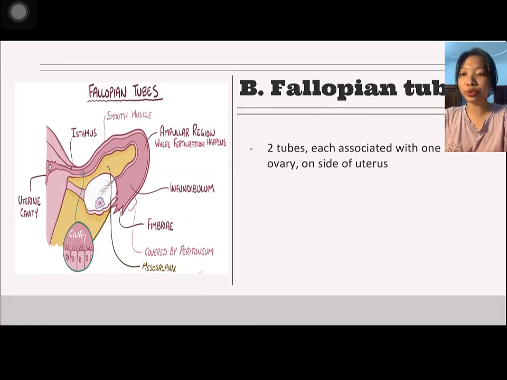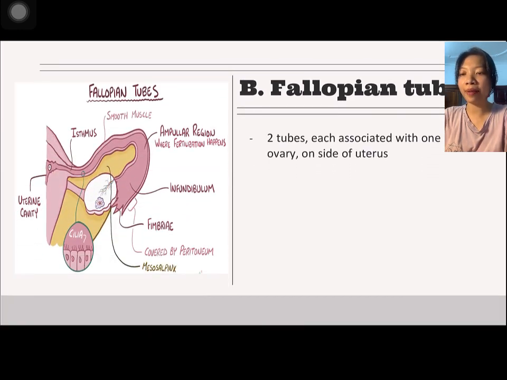The next part is the fallopian tubes. A fallopian tube is about 5.5 inches long and lies near its ovary. It is divided into four regions. Closest to the ovaries is the infundibulum, which has finger-like projections called fimbriae. They catch the egg after it's released from the ovary.